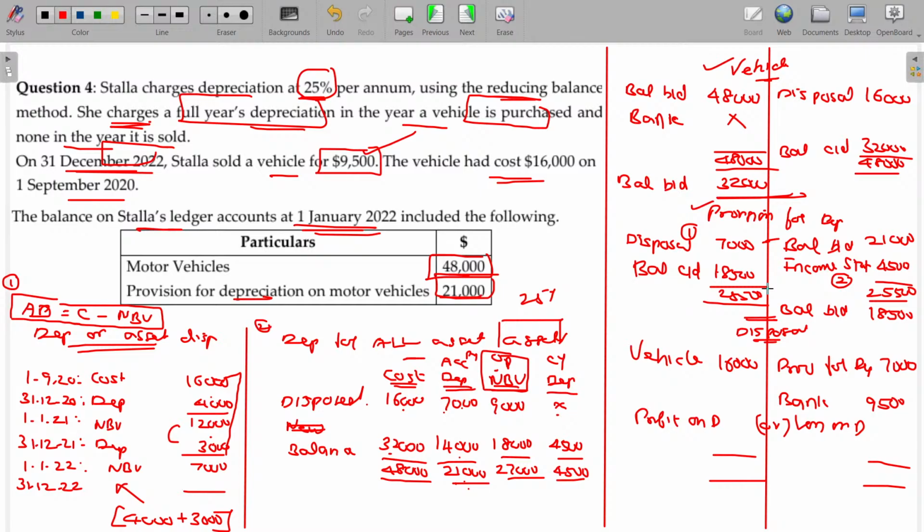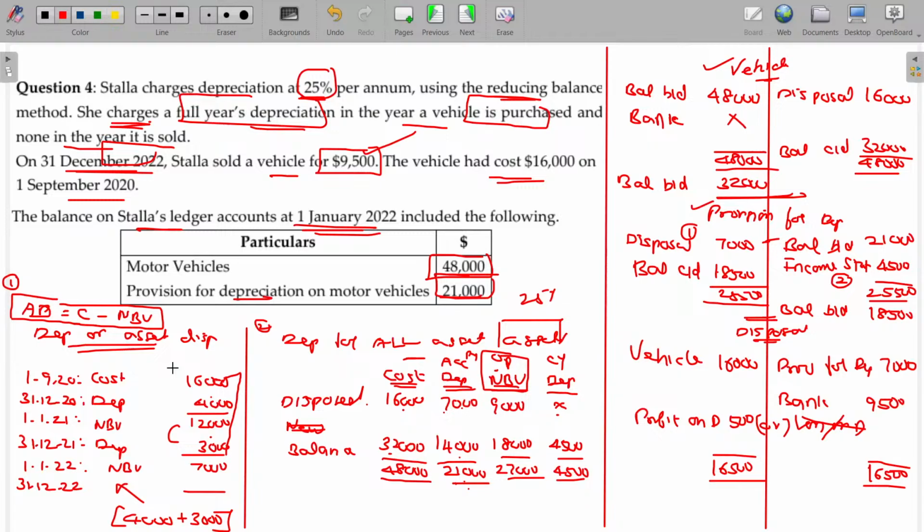Now we can close the disposal account also. If you try to find out whether there is any profit or loss, check which side is higher. 7,000, 9,000, 16,500. So you have the balance higher on the credit side, post that value here. This 500 will be called profit on disposal. We don't have a loss on disposal. Now you'll be able to understand these calculations, right?